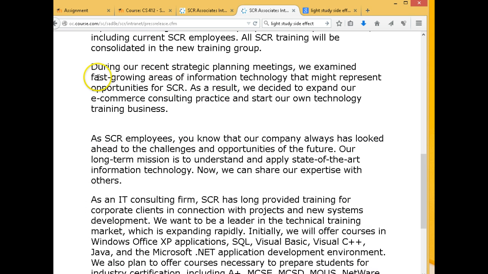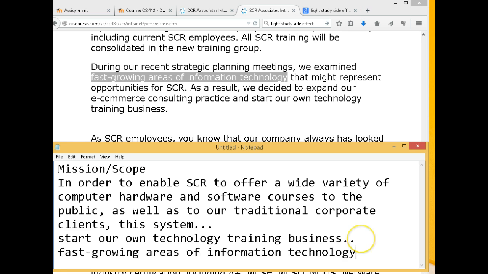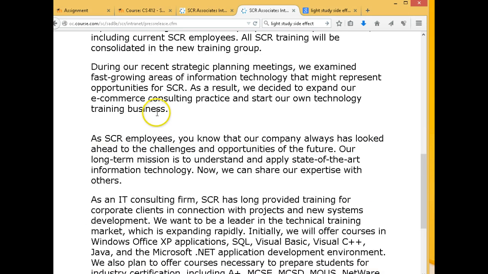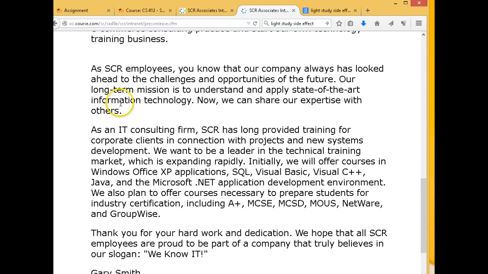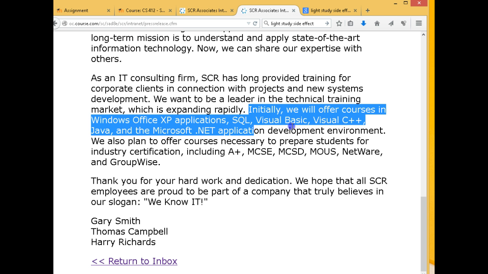And I like this. We're using fast-growing areas of information technology. I'm kind of throwing in phrases now that may be incorporated in our mission goals. And let's see here. Here's a lot of details. Get some specifics here. So what specifics do we see? Okay, we're promising specific courses right here.